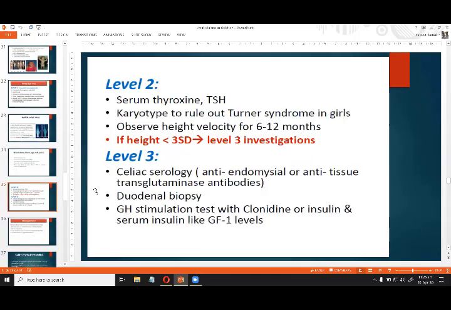Now, after having done the level 1 investigations, you move on to the level 2 investigations, that is the thyroid function test. Then you do karyotyping to rule out Turner syndrome in girls, and observe the height velocity over a period of 6 to 12 months. If the height is below 3 standard deviations, then you go for the level 3 investigations. That includes celiac serology, duodenal biopsy, growth hormone stimulation tests with clonidine or insulin, and serum insulin-like growth factor.